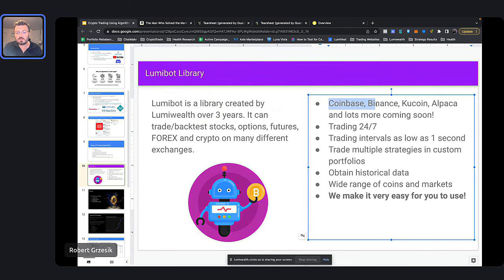We're able to connect to Coinbase, Binance, KuCoin, Alpaca, and Interactive Brokers, and we're adding more and more brokers as we go. We could trade 24 hours. We could trade as often as every 1 second. If you would like to trade more often than that, there are ways to do that, and we can even add that feature if you're very interested. We could trade multiple strategies at the same time in custom portfolios. We can get historical data. We could trade a wide range of coins and markets.